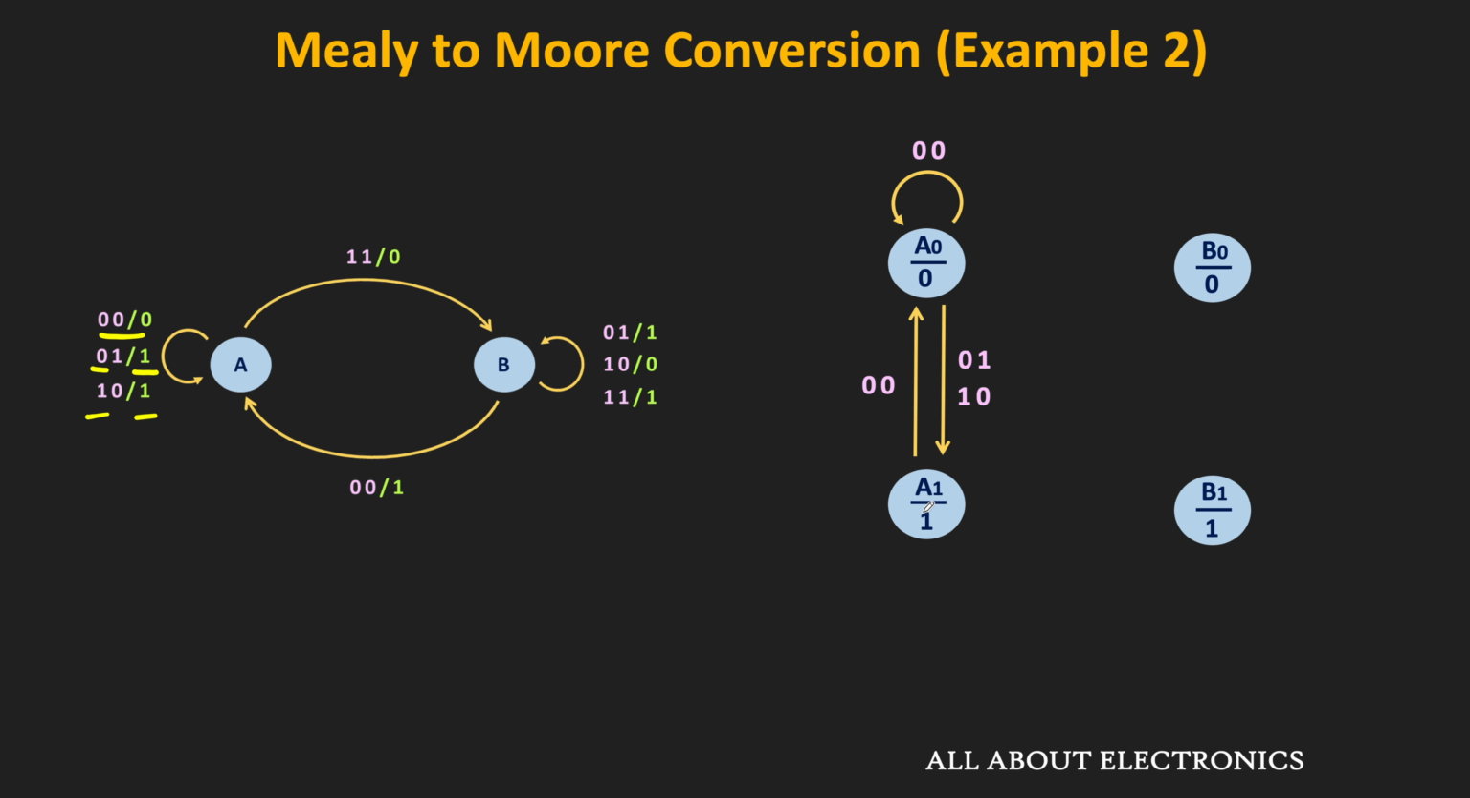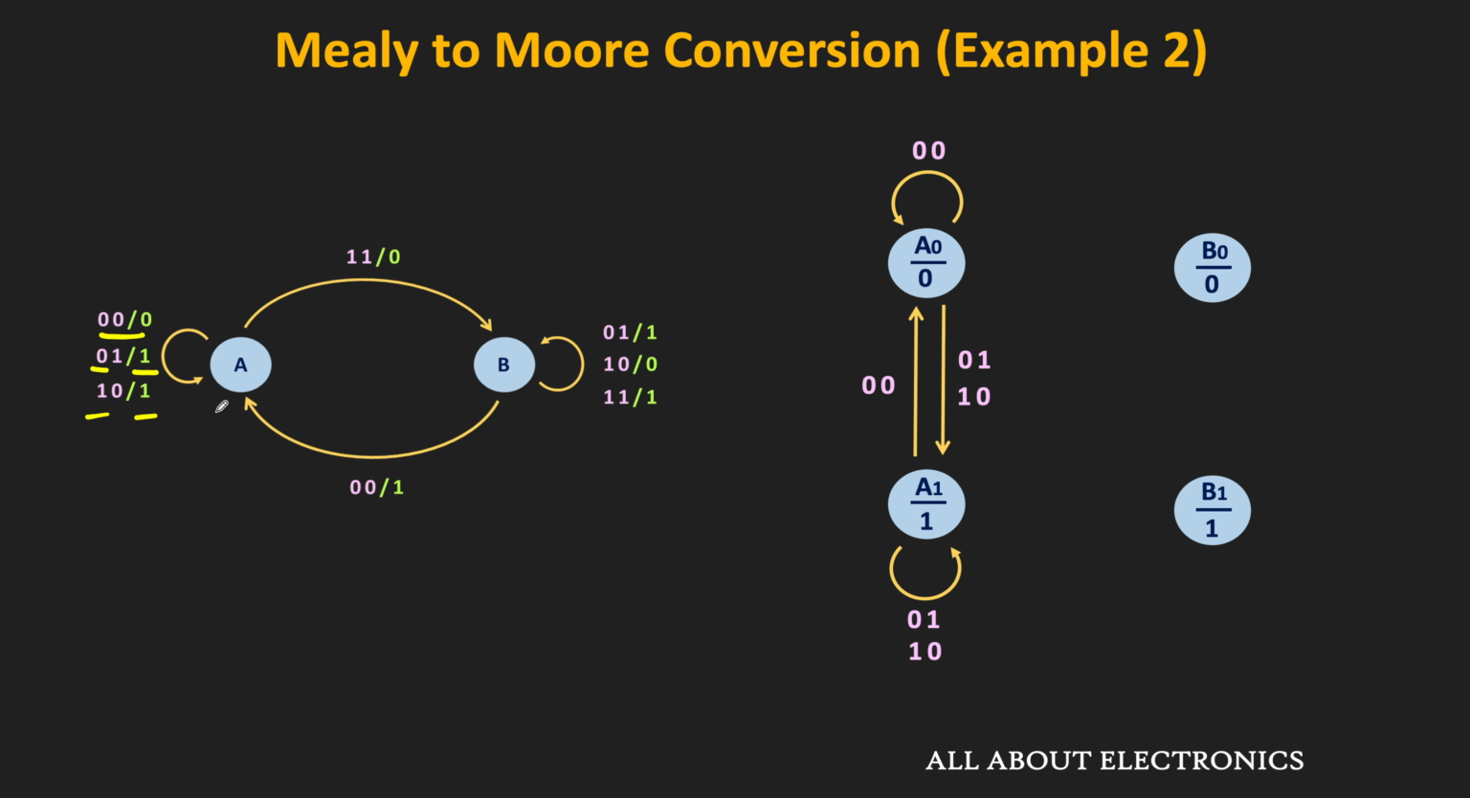Similarly, for the same input, if you see the A1 state, then it will remain in the same state. Because in this A1 state, the output of the machine is equal to 1. That means for these 2 transitions, we will have a loop back into the A1 itself. So in this way, we have covered all the transitions which were looping back to the A state.